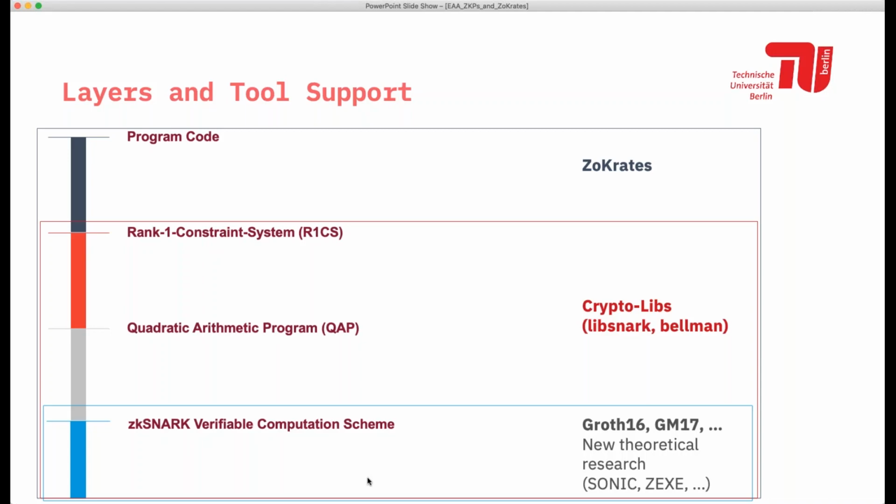So tools that support this, ZoKrates basically takes care of translating program code into provable abstractions. And then we can use established cryptographic libraries for zero-knowledge proofs like libsnark or bellman or others to actually create these proofs that we require.